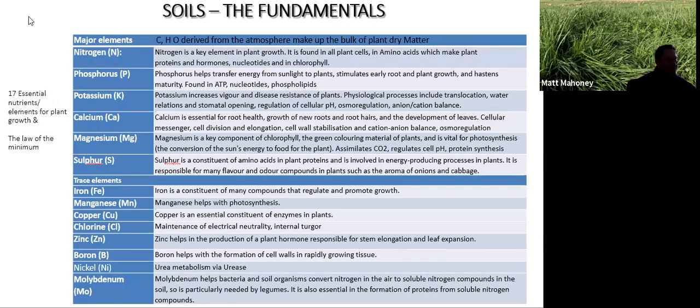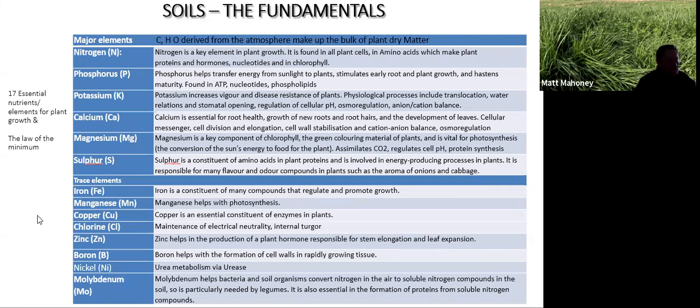So here's the 17 essential nutrients or elements for plant growth. So in being essential, it means just that. Plant growth will not be possible without that element, so it's essential. If you take that element out, the plant won't grow or will show severe symptoms. So I'll just quickly run through. We've got nitrogen, phosphorus, potassium, calcium, magnesium, sulfur. They're our major elements. And then we've got our trace elements below.